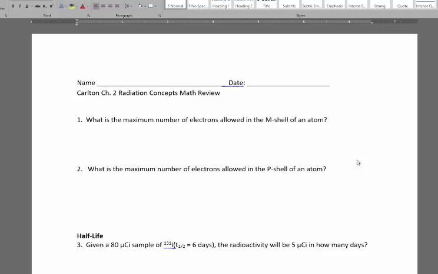This is a math review of the Chapter 2 Radiation Concepts math problems that we discussed. I'm going to work a few of these problems just so you can get a basic understanding. Their key should be available to you, as well as extra practice problems and the key that goes with that. So the first thing we talked about was the 2n squared, which determined the maximum number of electrons allowed in a specific shell. We worked this one in the presentation, so I'm going to jump down to number 2.